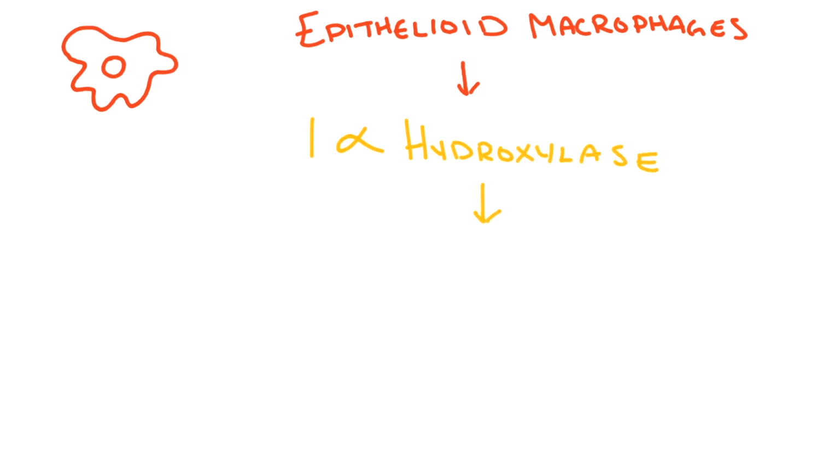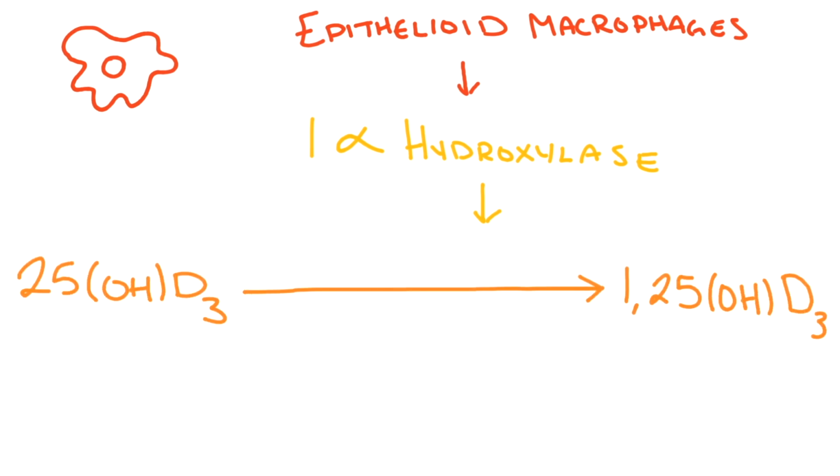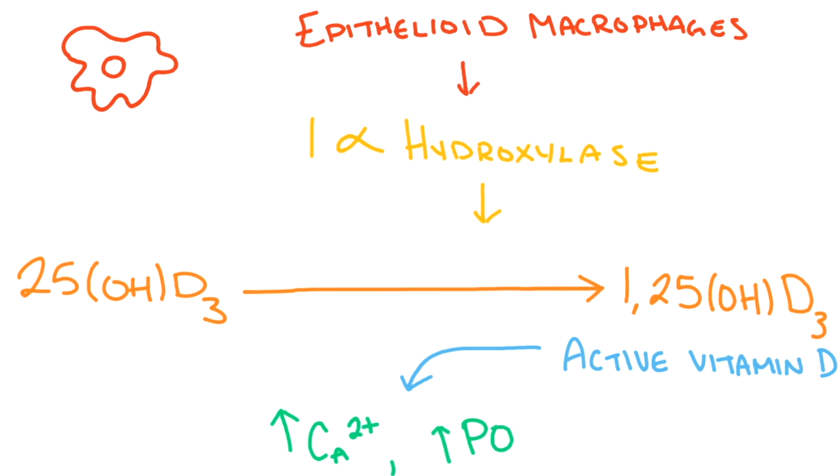As we mentioned before, this enzyme is normally produced in the proximal convoluted tubule and is responsible for activation of vitamin D. Active vitamin D, in turn, allows greater absorption of calcium and phosphate in the intestine and increased reabsorption of calcium in the kidneys.